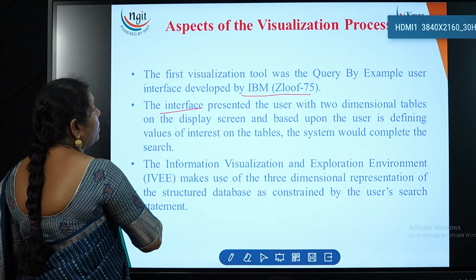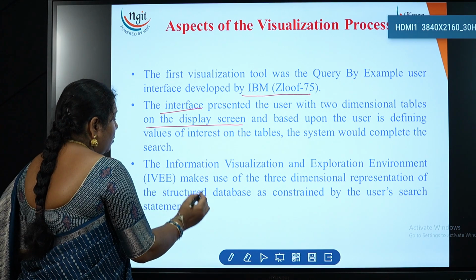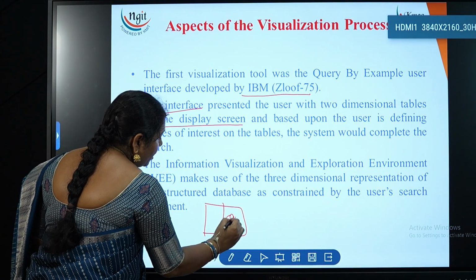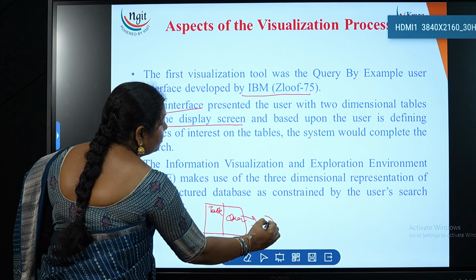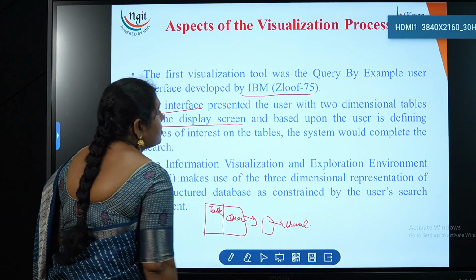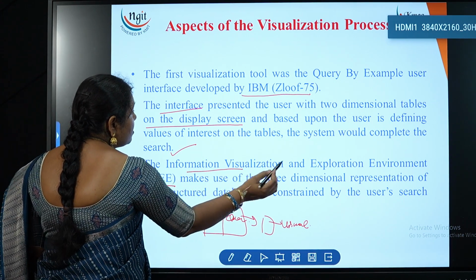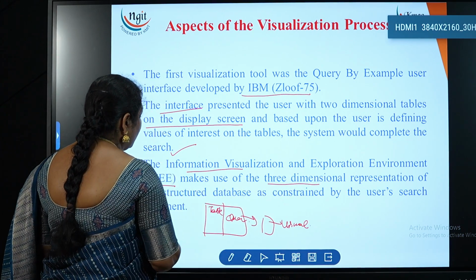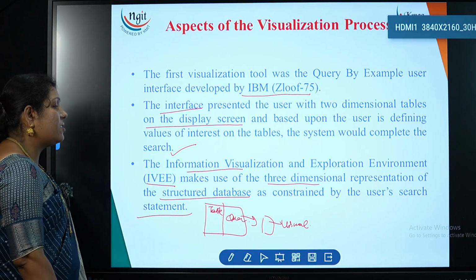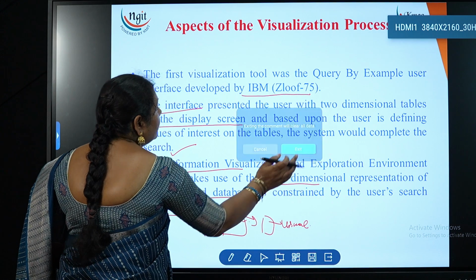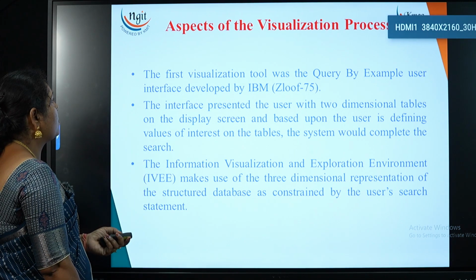Okay, this particular interface provides a two-dimensional table display screen based upon the values of interest in the table. So what it will do? Same thing what I told you. The query you will write here, all the tables will be there, and you will get the output in the form of visualization techniques. Next one, IVEE, Information Visualization Exploration Environment. It will have a three-dimensional display, where it will have the representation of a structured database according to the user's search statement. So these are the different tools which we are going to discuss according to your visualization process.